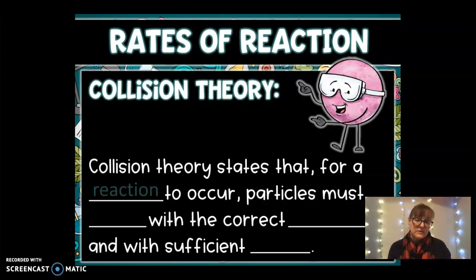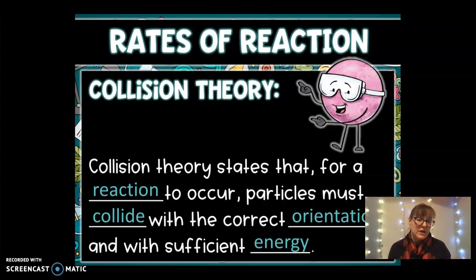So the whole reason why you can change the rate of reaction has to do with the collision theory. The collision theory states that for a reaction to occur, particles must collide with the correct orientation and sufficient energy. What you need to know in grade 9 isn't the orientation and isn't whether or not it has sufficient energy, but that they have to hit each other. And we want to know, how can you make those collisions happen faster, but also how can you make them happen slower? So both of those are really important questions.